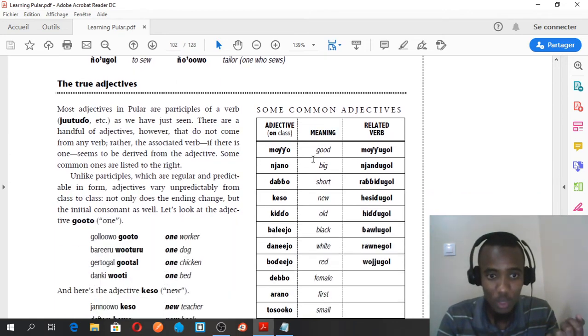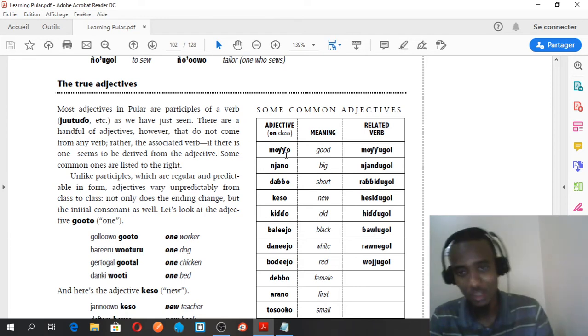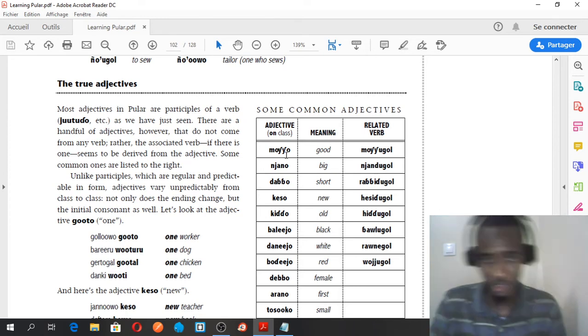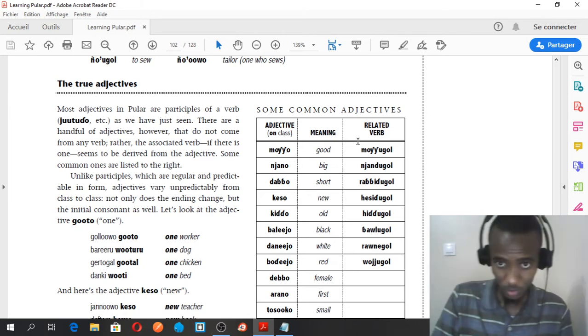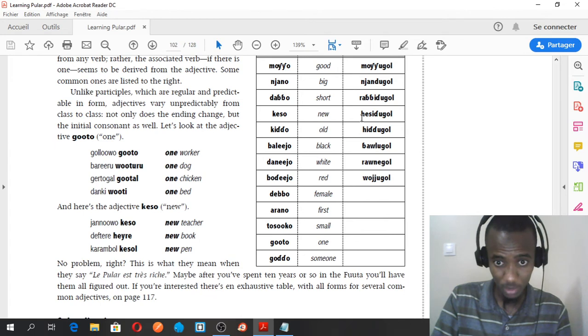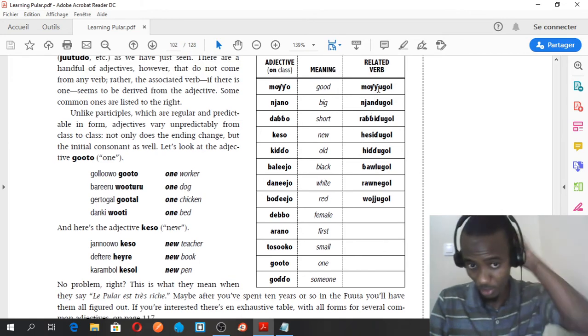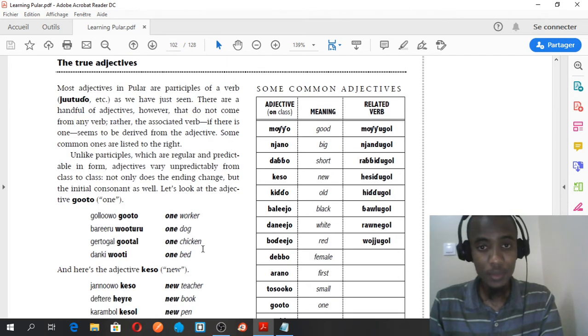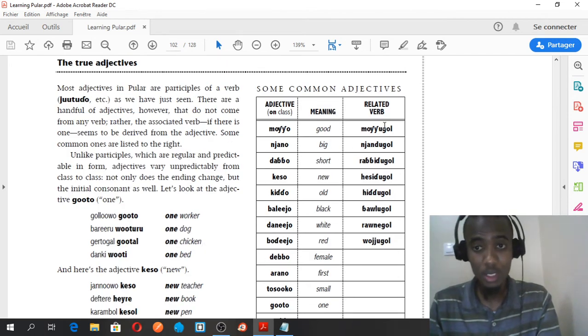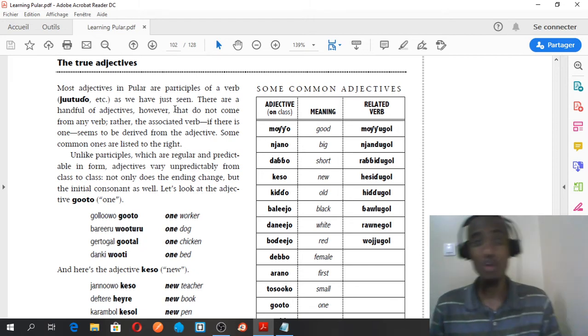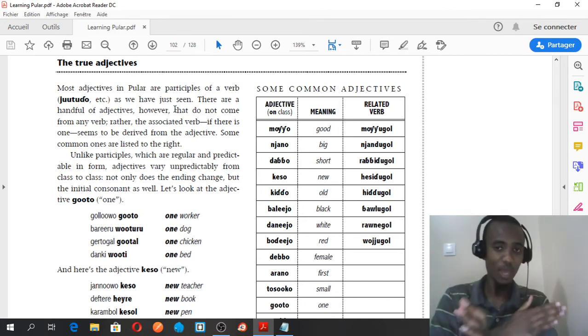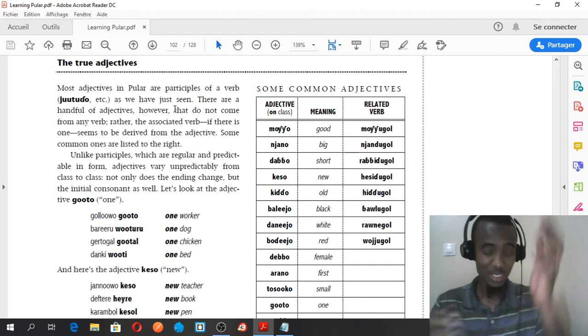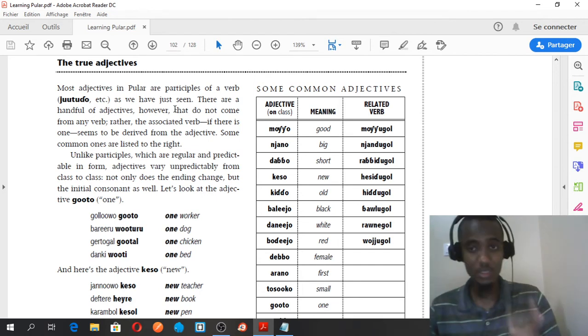Now we have some words that are true adjectives, not participles that are turned into adjectives. Some common ones are mokyo, good. Neto mokyo, a good person. It's related to the verb mojugal. So the verb mojugal comes from the adjective mojo instead of the other way. Like we said, usually adjectives come from verbs, now it's the opposite.